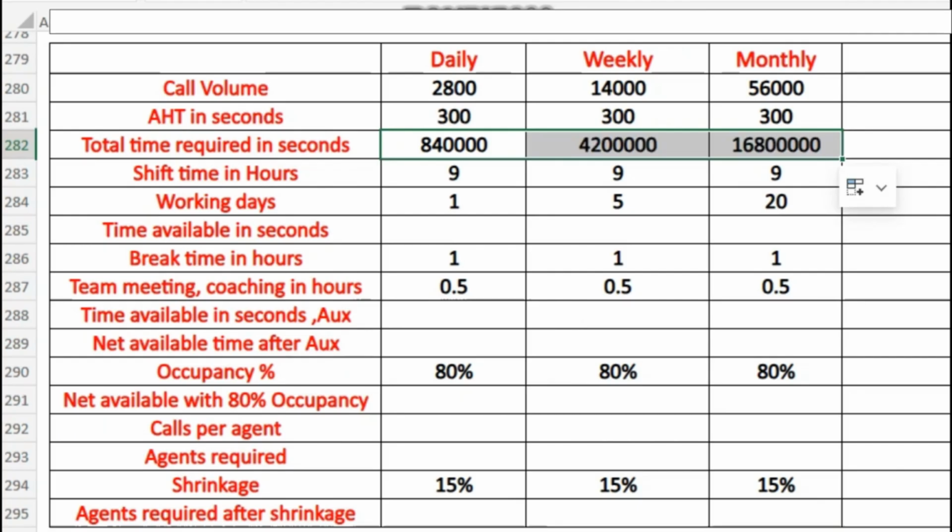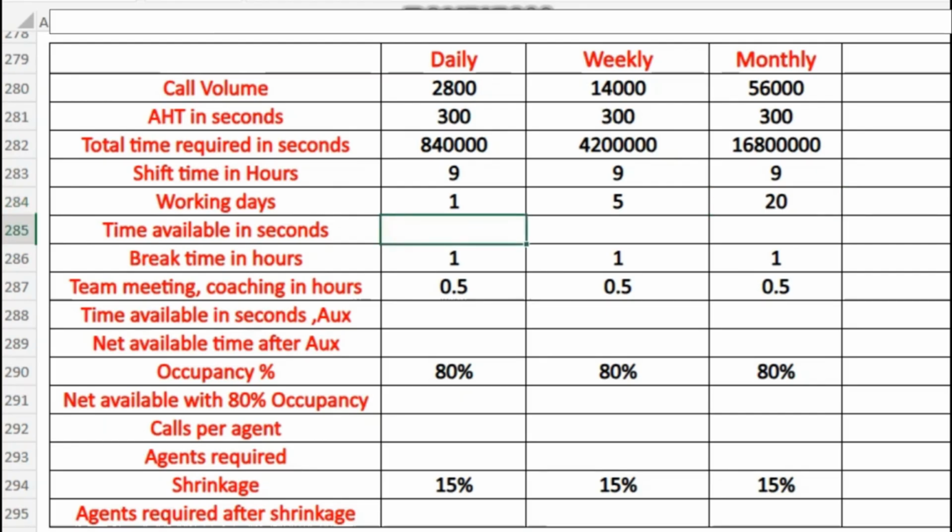After that, I'm considering a 9 hour shift, with working days 1 if we calculate it daily. If we have to calculate it weekly, I have taken a 5 day working process, and for monthly it would be 20. This is just an assumption, so it could be 21 or 20 days depending on the kind of days and working hours we have in the account. For the time being, I have taken 5 days working process.